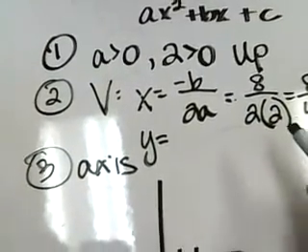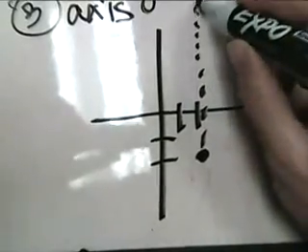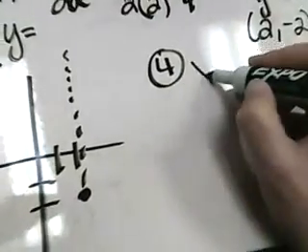So I know that mine should open up from step 1. So I'm just going to draw a dotted line up from this. Okay. All right, now step 4, I'm ready for an XY table.